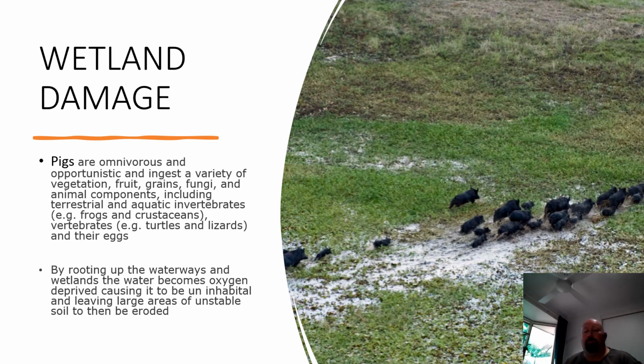By rooting up the waterways and the wetlands, the water becomes oxygen deprived, causing it to be uninhabitable and leaving large areas of unstable soil that can then be eroded. In northern Queensland and the Northern Territory, the wetlands up there have been absolutely decimated by the feral pig populations over the past decade.